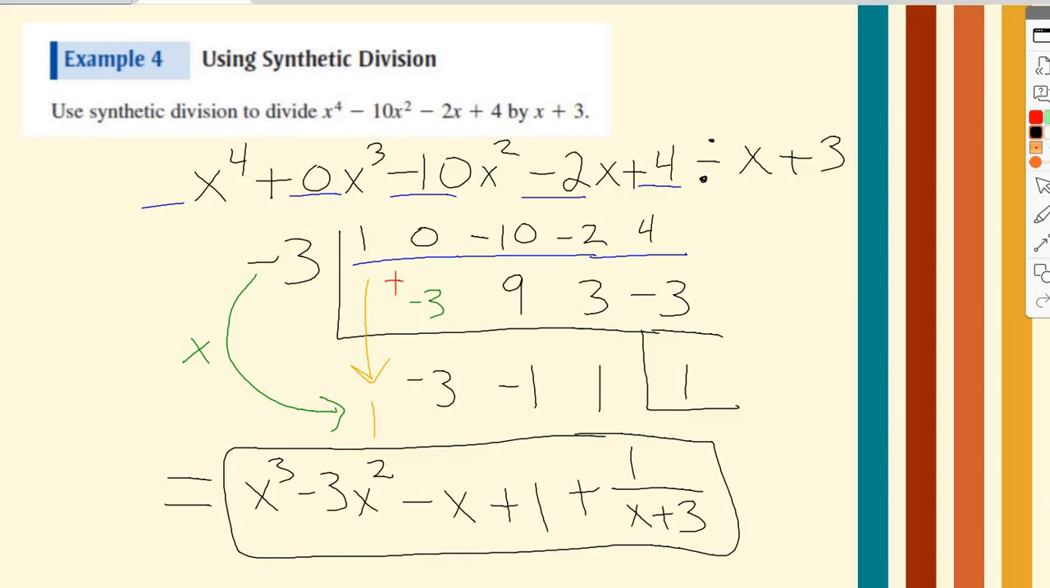No. What about if I took 32 and I divided by 8? What do we get? 4. Do we get a remainder? No. So would we say that 8 is a factor of 32? Yes. We can say the same thing with our polynomials.